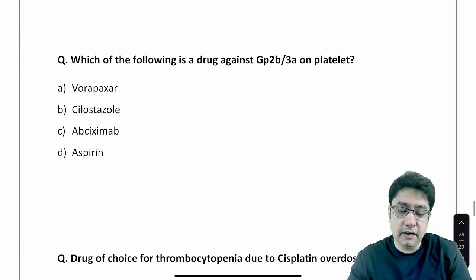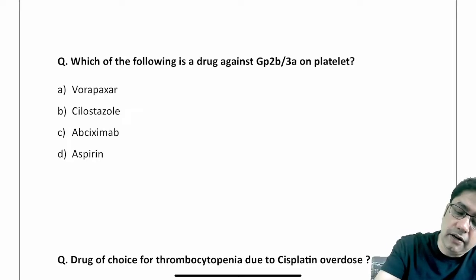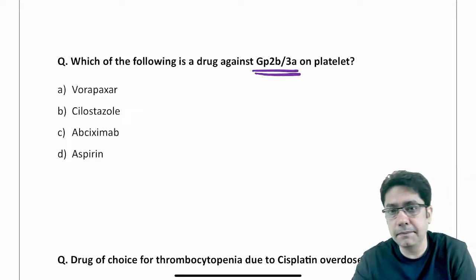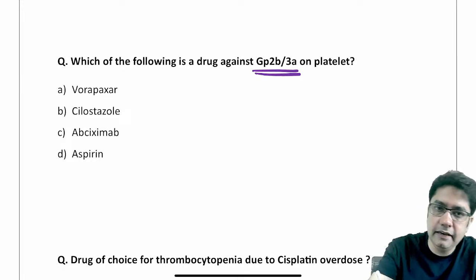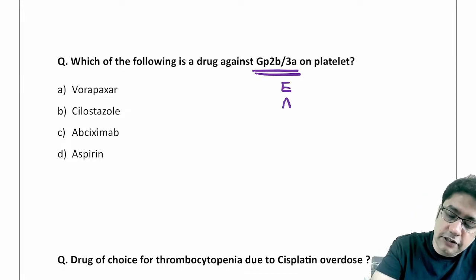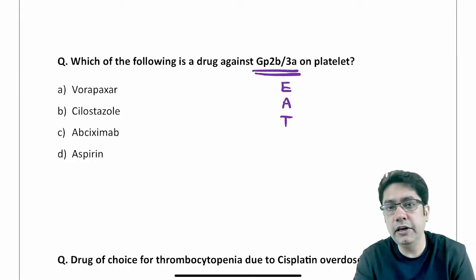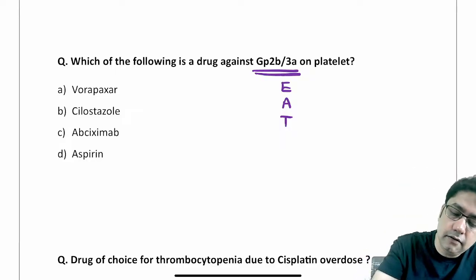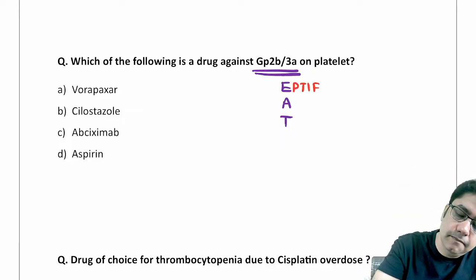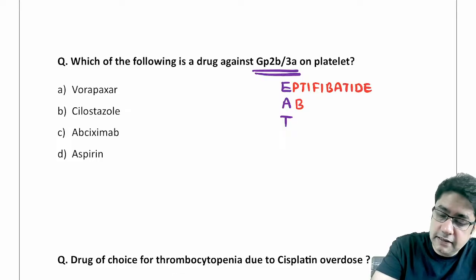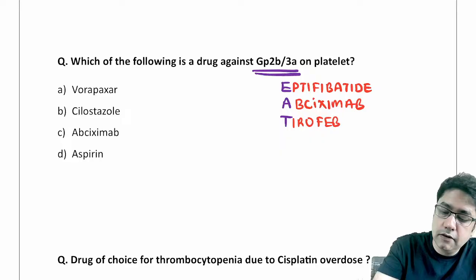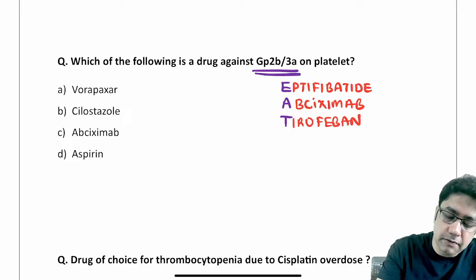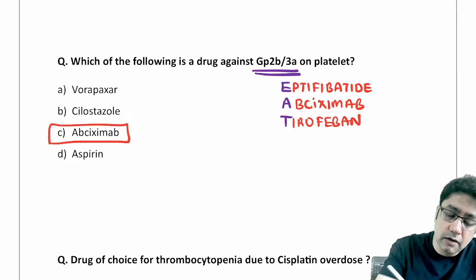So which of the following drugs is used against GP2B3A? Remember, GP2B3A is a receptor on platelets which causes platelet aggregation. So three drugs which are glycoprotein 2B3A inhibitors are the EAT drugs: eptifibatide, abciximab, and tirofiban. These are antiplatelet drugs. Names are very important. So they block the GP2B3A receptor. So your answer will be this one.